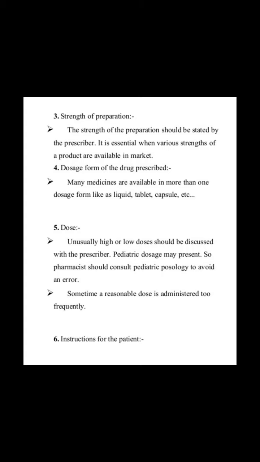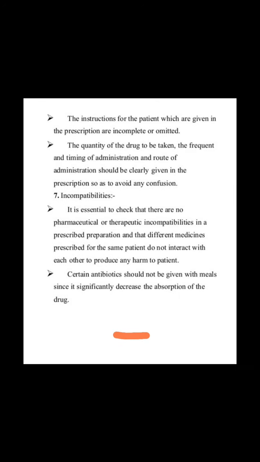And in case of dose, unusually high or low doses should be discussed with the prescriber. And pediatric doses may be present, so pharmacists should consult a pediatric reference to avoid an error. And sometimes a reasonable dose is administered too frequently. Next is instruction for the patient. The instructions for the patient which are given in the prescription may be incomplete or omitted, and the quantity of the drug to be taken, the frequency and timing of administration and route of administration should be clearly given in the prescription so as to avoid any confusion.